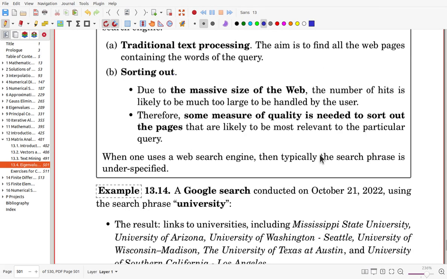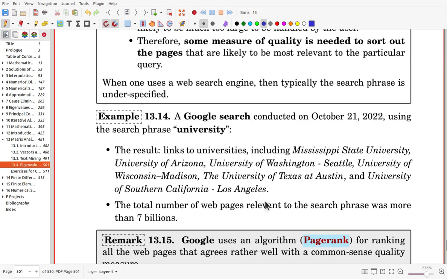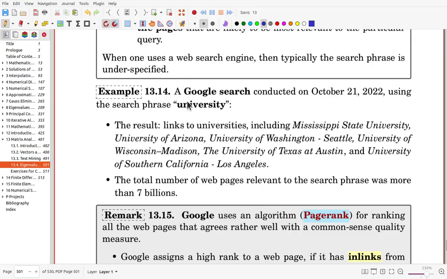And let's see this example. I made a Google search at this stage using the phrase "university." Now, my position is near Mississippi State University, so Google displayed these universities: Mississippi State University on the top, and University of Arizona, University of Washington, Seattle, and so on. However, anyway, Mississippi State University is on the top.